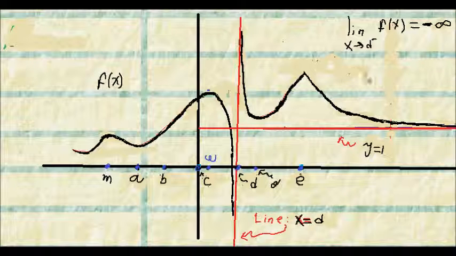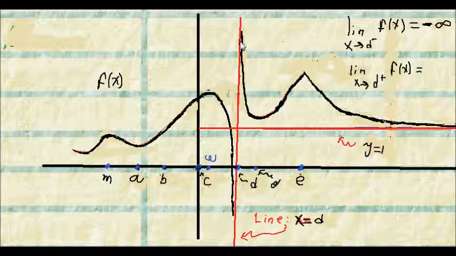Now let me take the limit. I'm going to find the limit as x approaches d from the right of f of x. Let's see what that is going to be. I'm approaching d, this value, from the right.